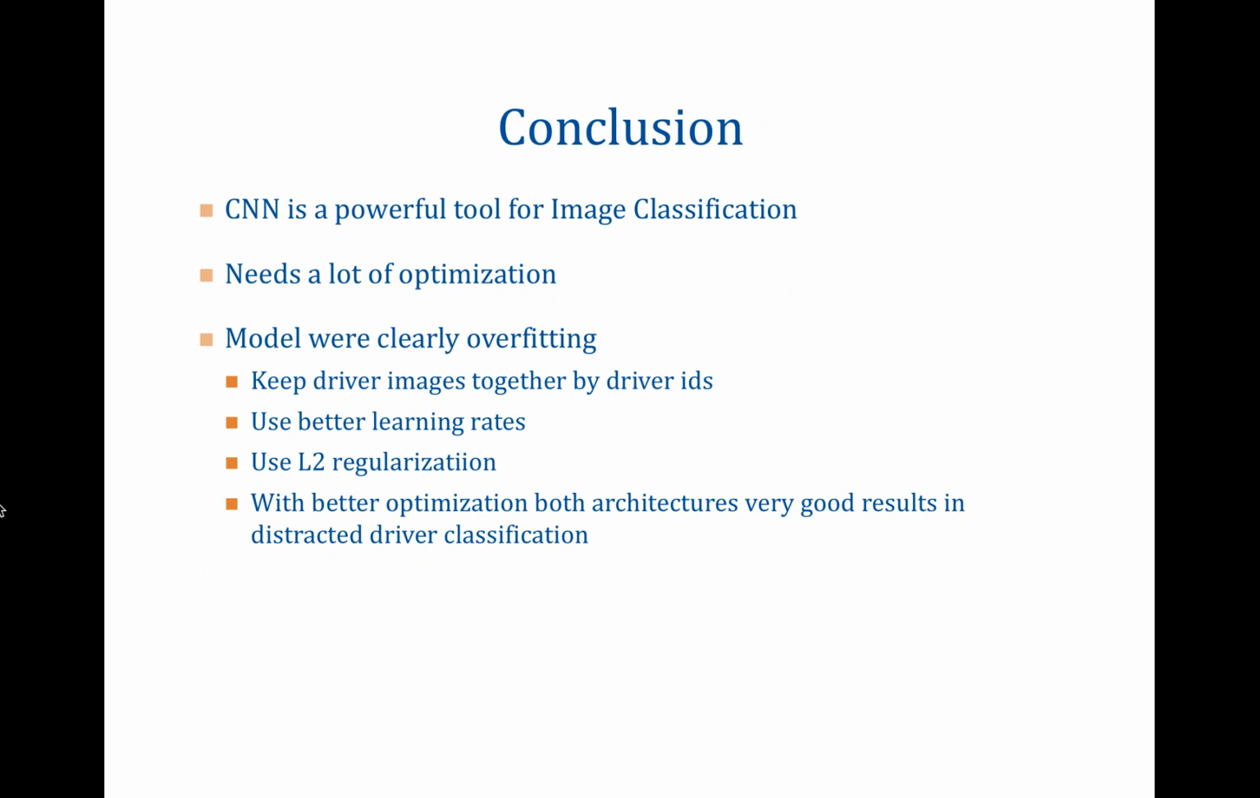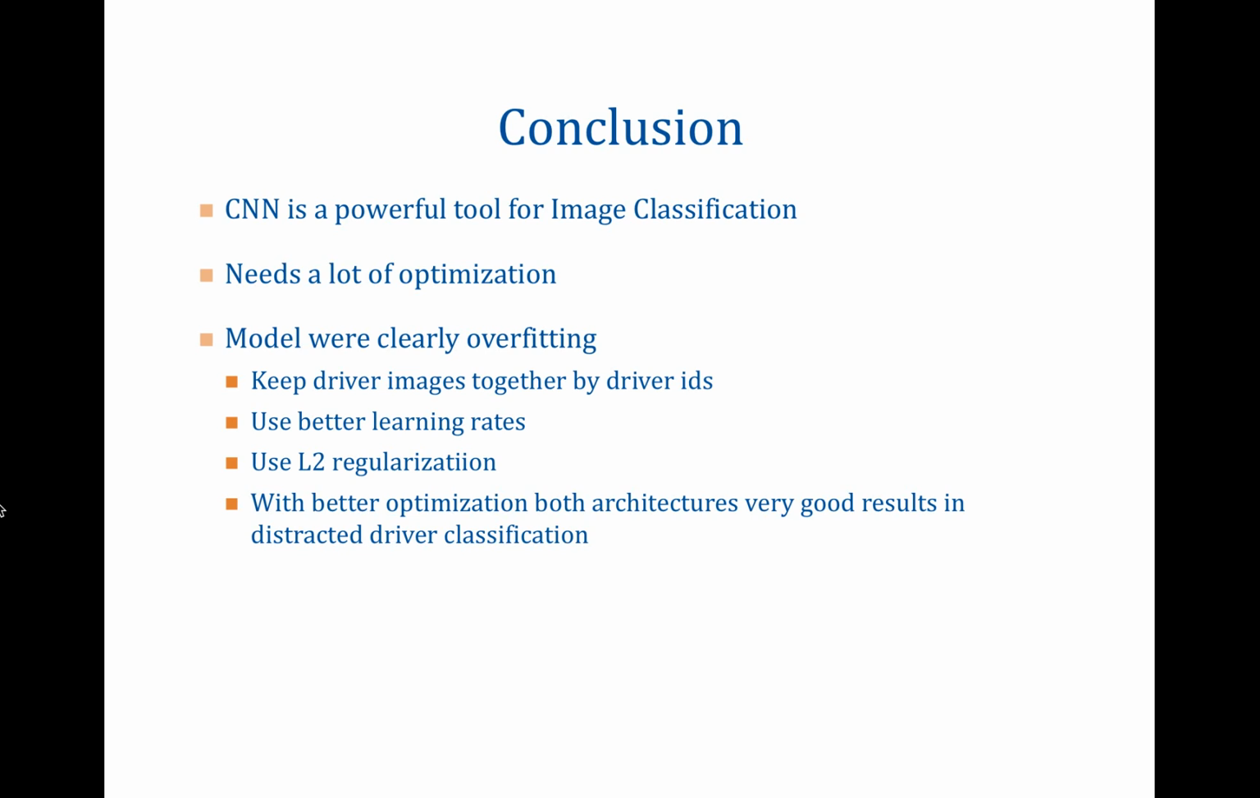And just to conclude, although CNN is a powerful tool for image classification, it needs a lot of optimization. And CNN with good optimization can get unbeatable classification rates. So that is what we have to keep in mind, that we need to optimize our model, choose good learning rates, choose the number of layers, which, there's no rule of thumb for. It's just how complex the function is, how well separated the data is.